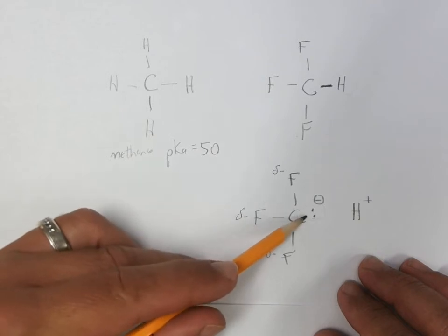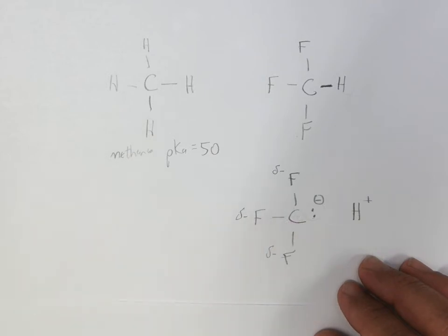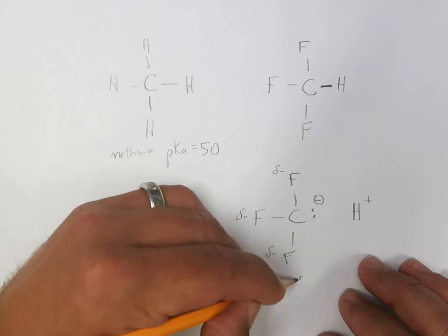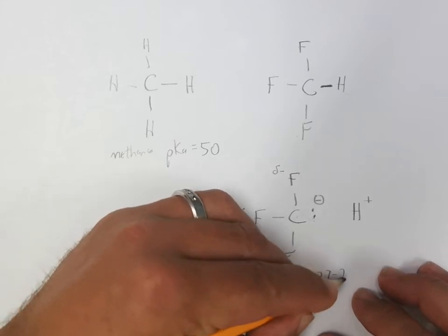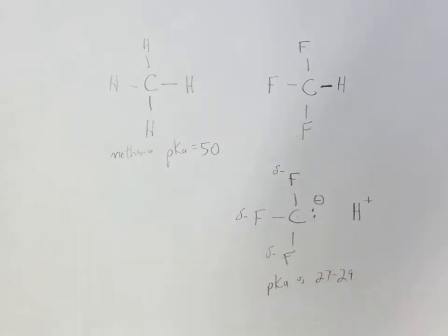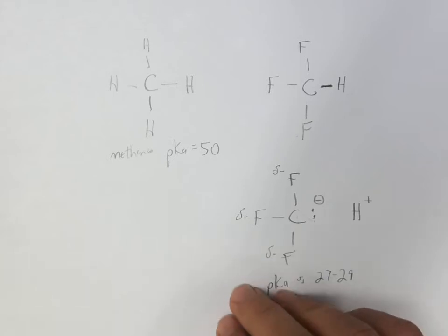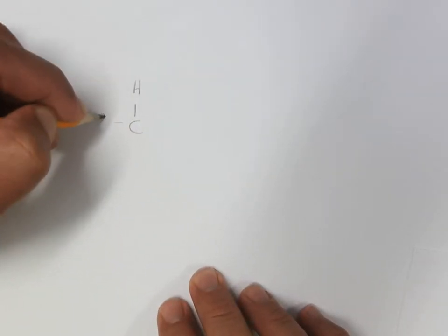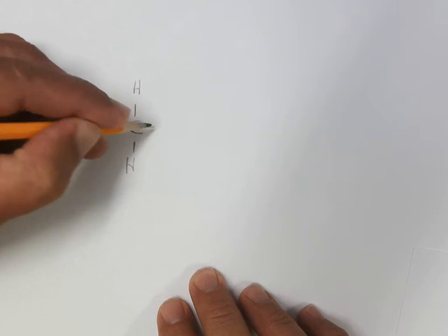That's going to take the negative charge away from the rest of the molecule, thereby stabilizing the negative charge on the lone pair. So this guy, pKa about 27 to 29, is much more acidic due to the presence of those fluorines. And again, the other molecule that I talked about is going to have a combination of inductive and resonance effects.